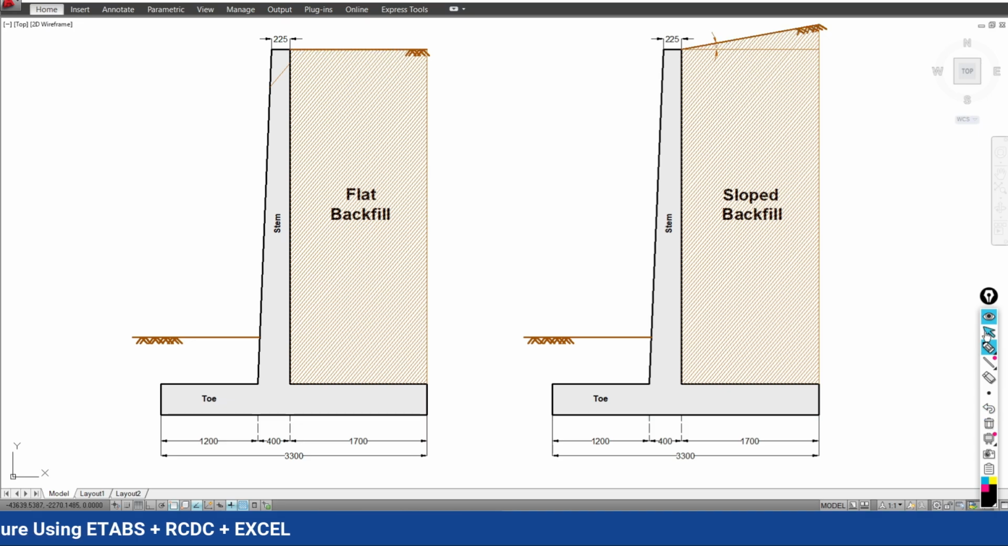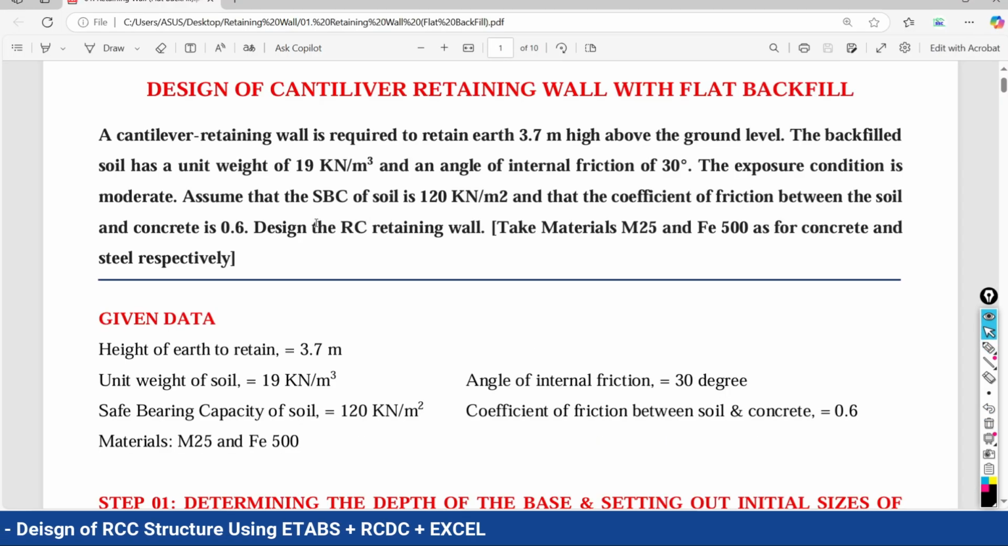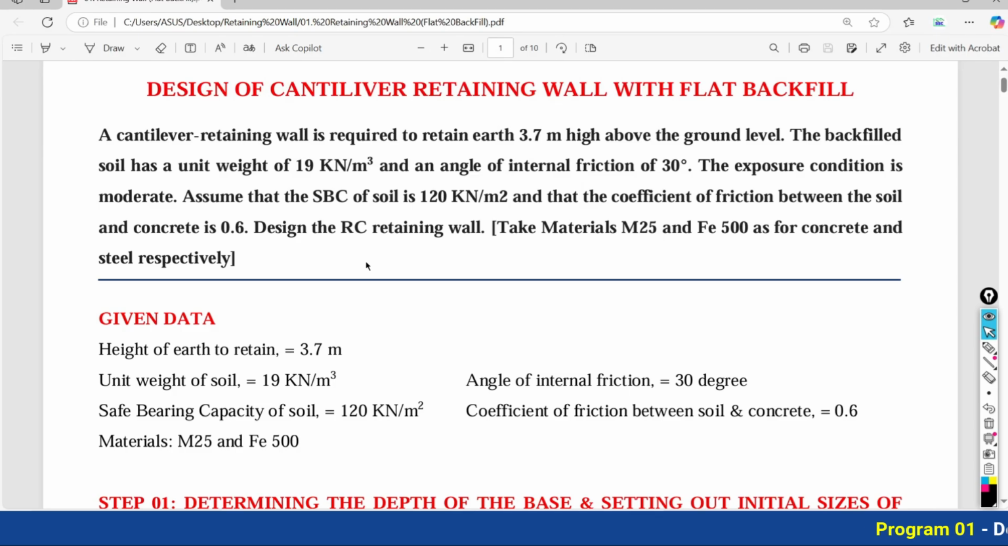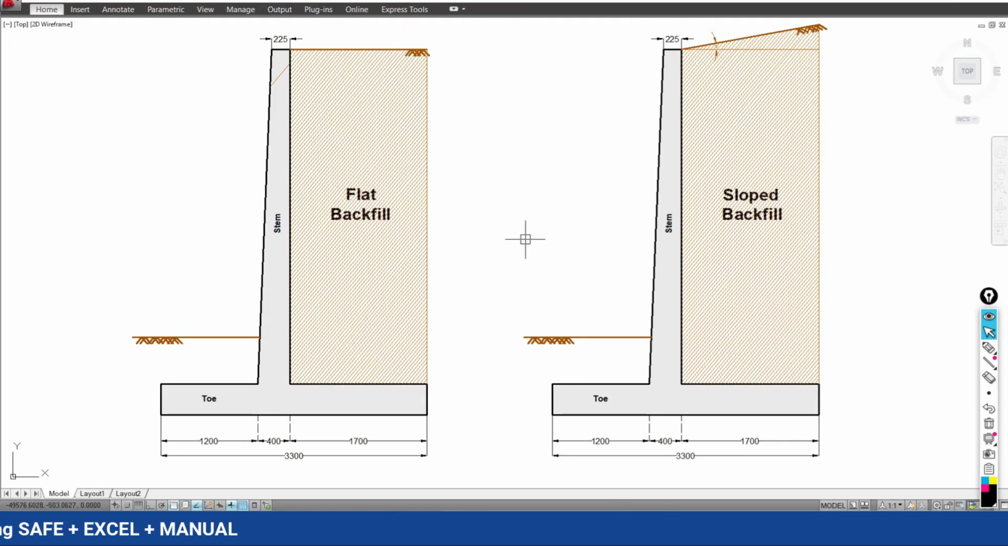But in our proposed example, we have the backfill as flat, there is no inclination. In an upcoming video, in the next example, we will see the design of the cantilever retaining wall subjected to the backfill with an inclination. So as of now, we are having the problem with a flat backfill.